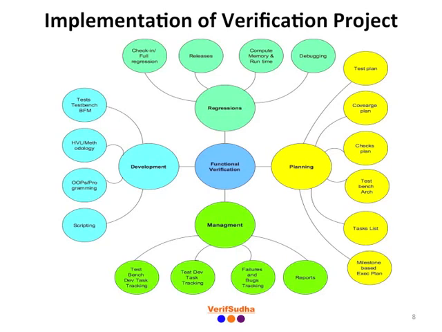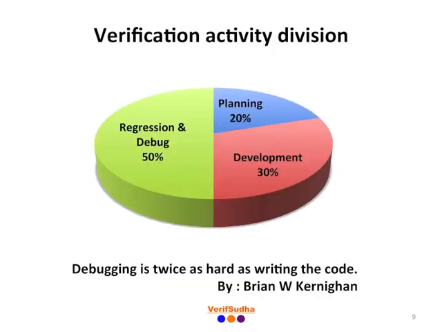Let's look at what is the percentage of time spent in each of these phases. Note that this division of time among various phases is approximate, but the ratios between the phases are in the ballpark range for most of the projects. The planning phase takes about 20% of overall project time. A significant portion of it is spent during the initial part of the project.